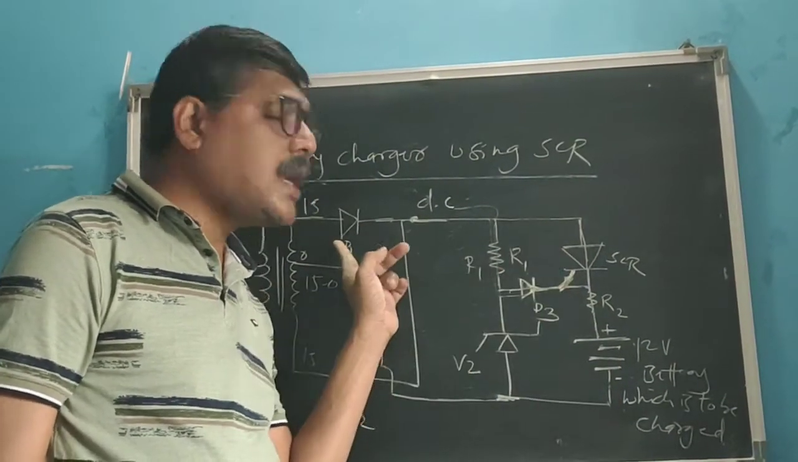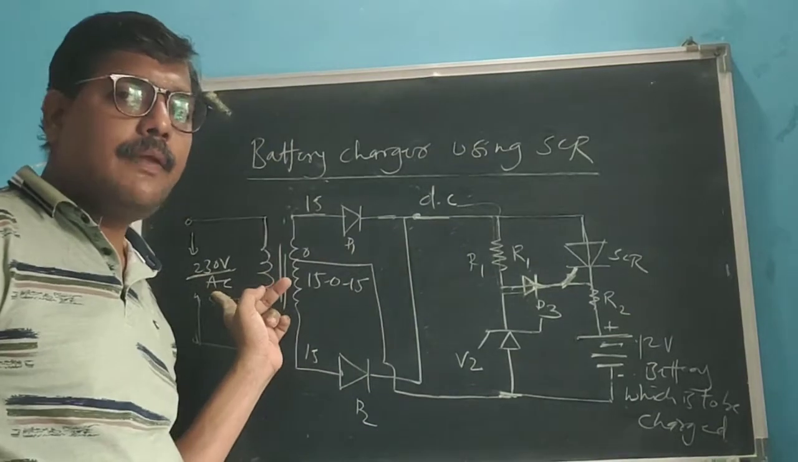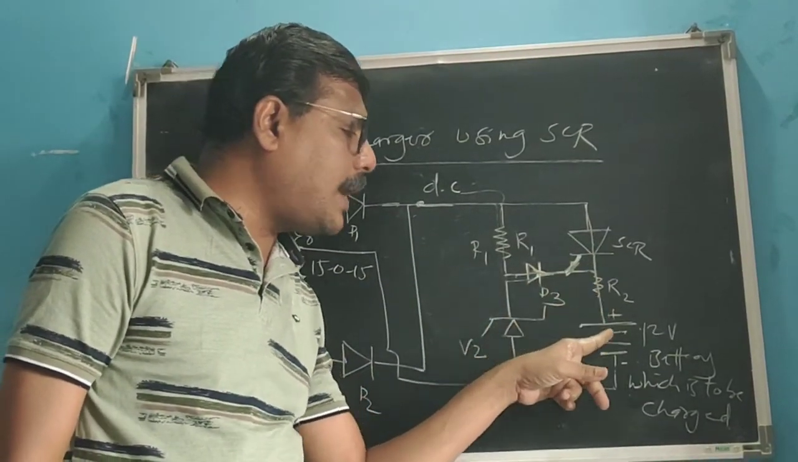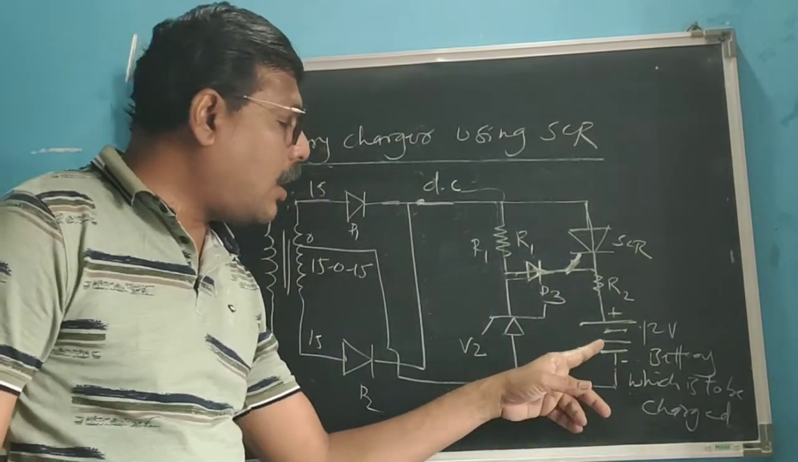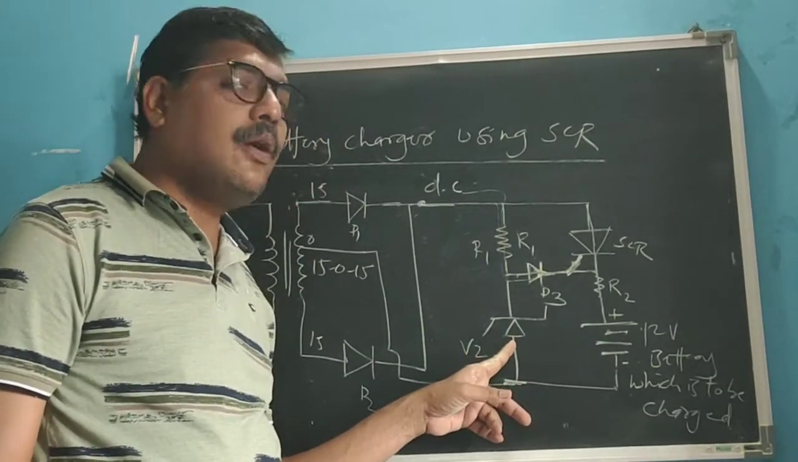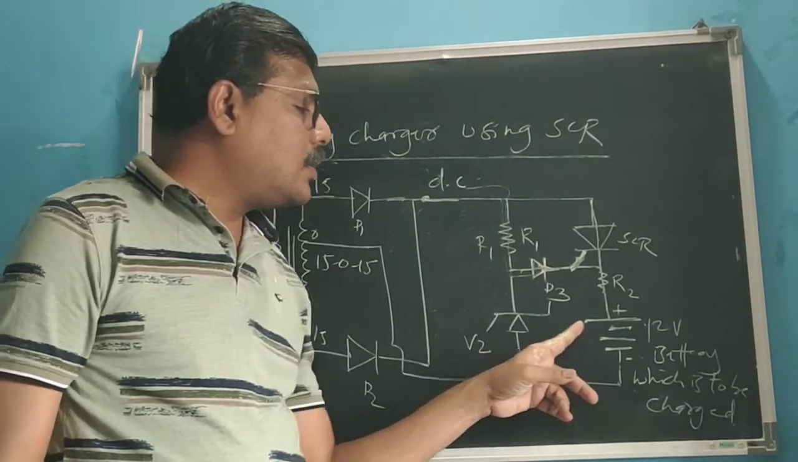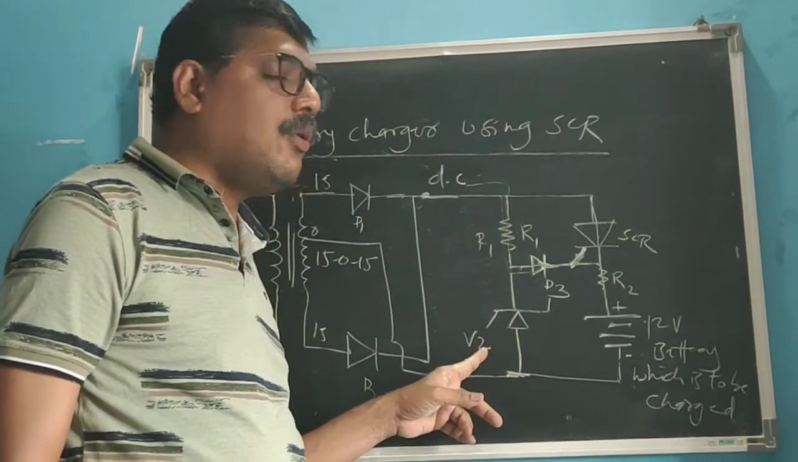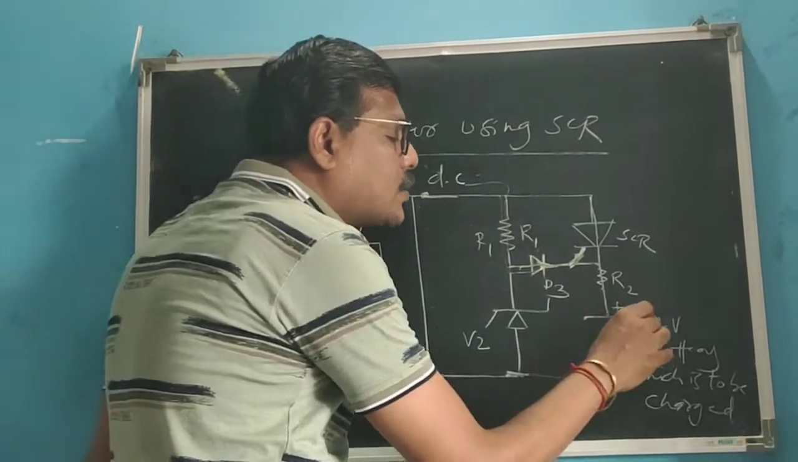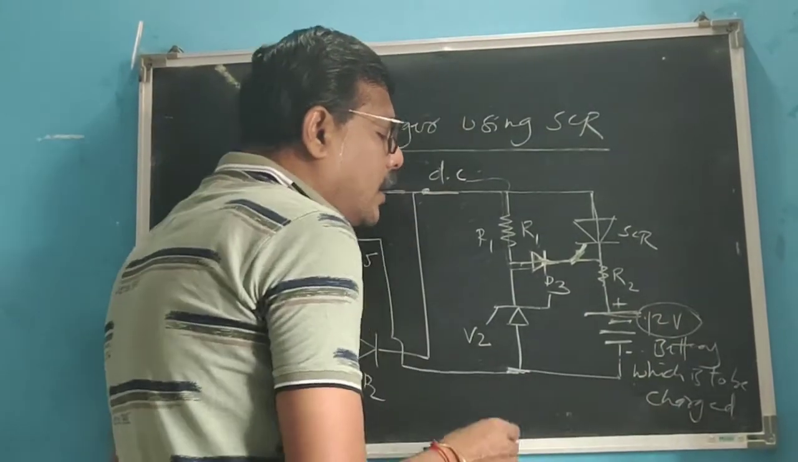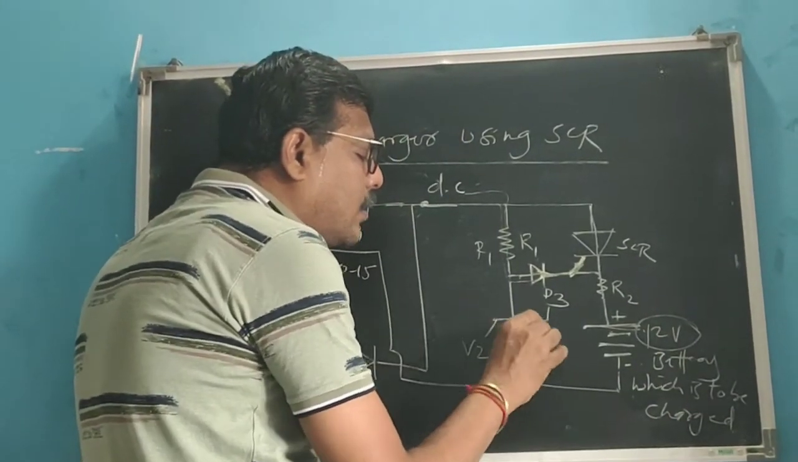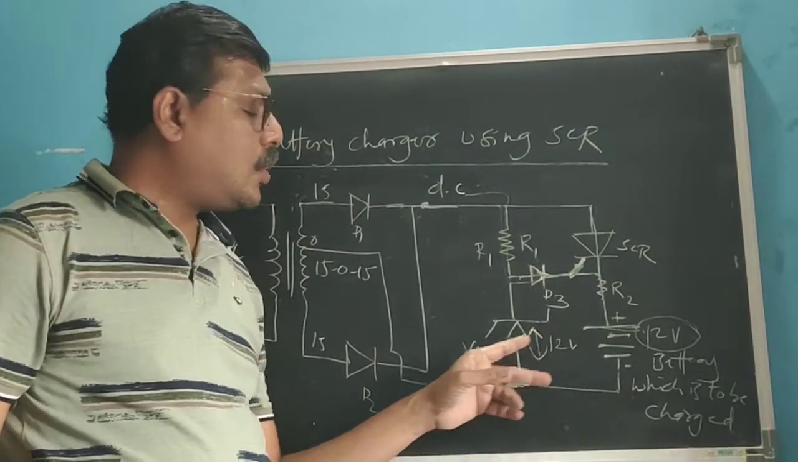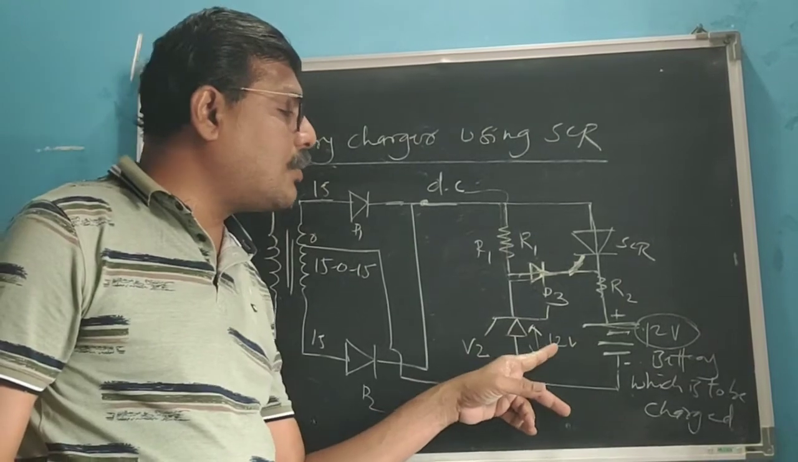So during each half cycle of applied AC, the SCR is conducting and continuously giving the current to the battery for the charging. Now across the battery we are connecting the Zener diode. Whatever the battery voltage is, the same voltage is going to develop across the Zener diode. Suppose the battery is charged to 12 volt, then across the Zener diode the voltage should be equal to 12 volt because it is in parallel. So the breakdown voltage of the Zener is equal to 12 volt.